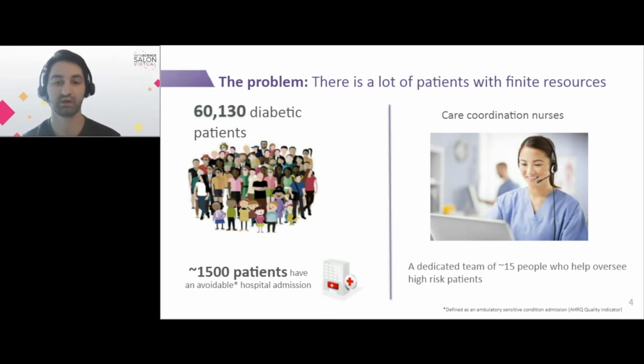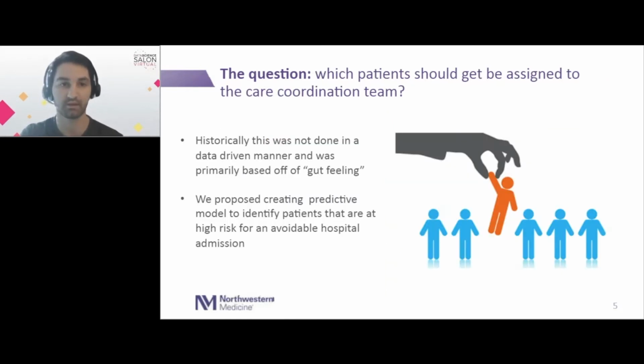But you can see how there's a problem here. We have 60,000 patients. We don't know who's a high-risk patient. We only have so many resources. You can kind of see where I'm going with this. That brings us to the question, which is, which patients should be assigned to the care coordination team? The little image on the right is like, can we pick out individually which patients are high risk and who could most benefit from those services?